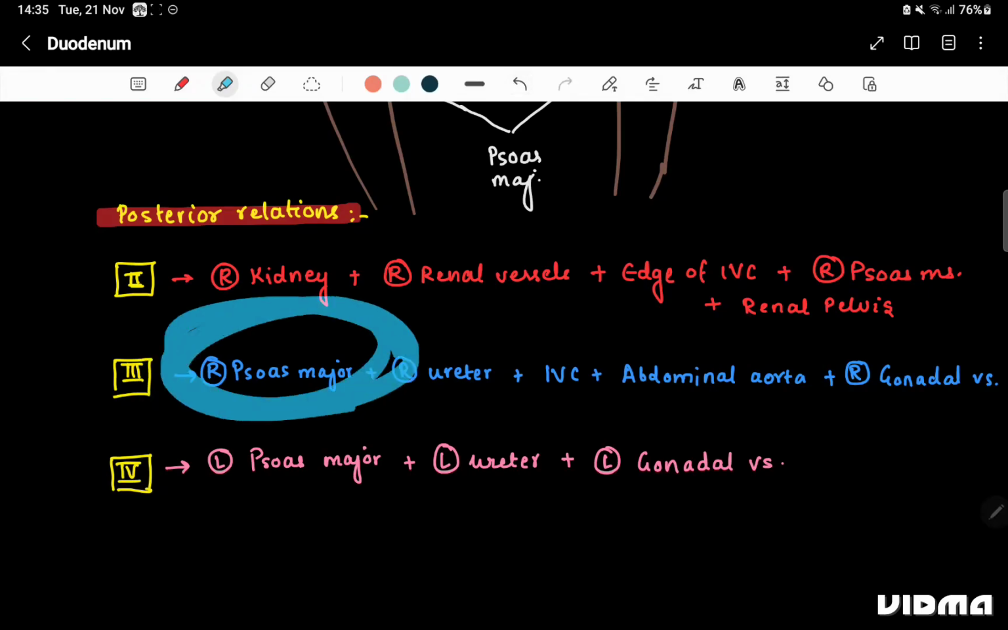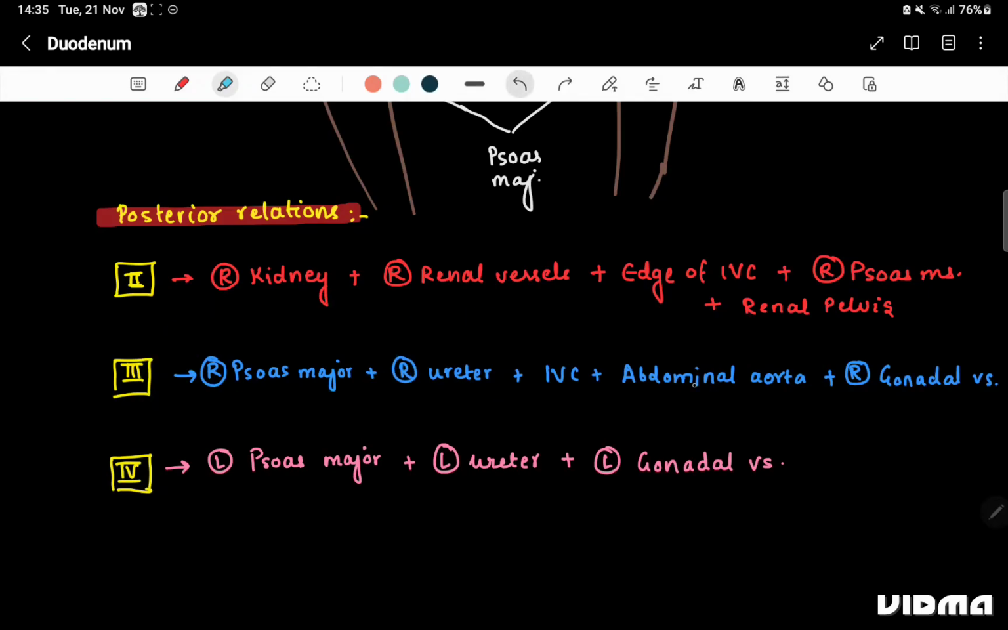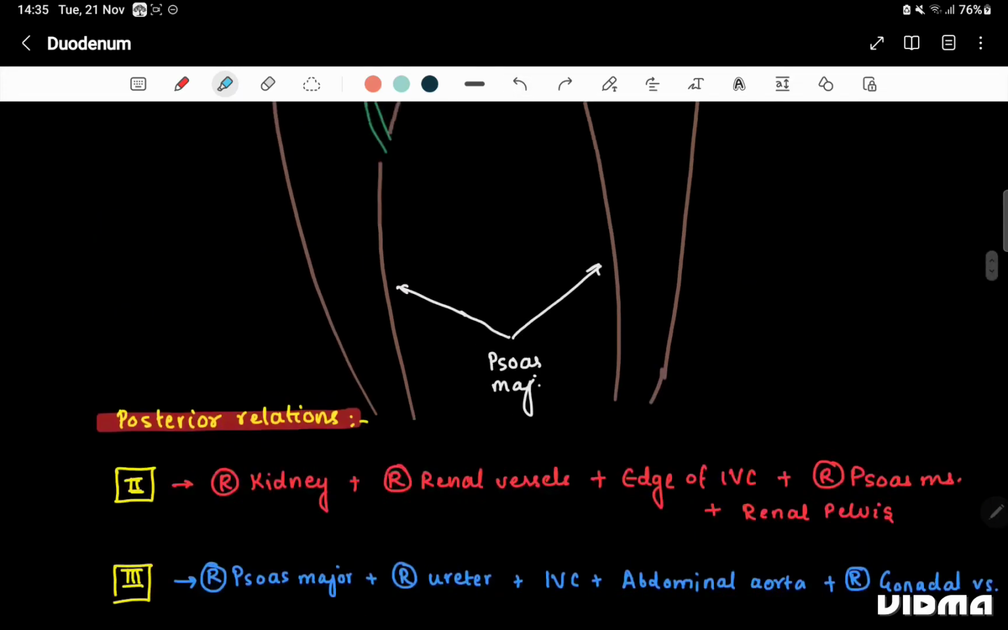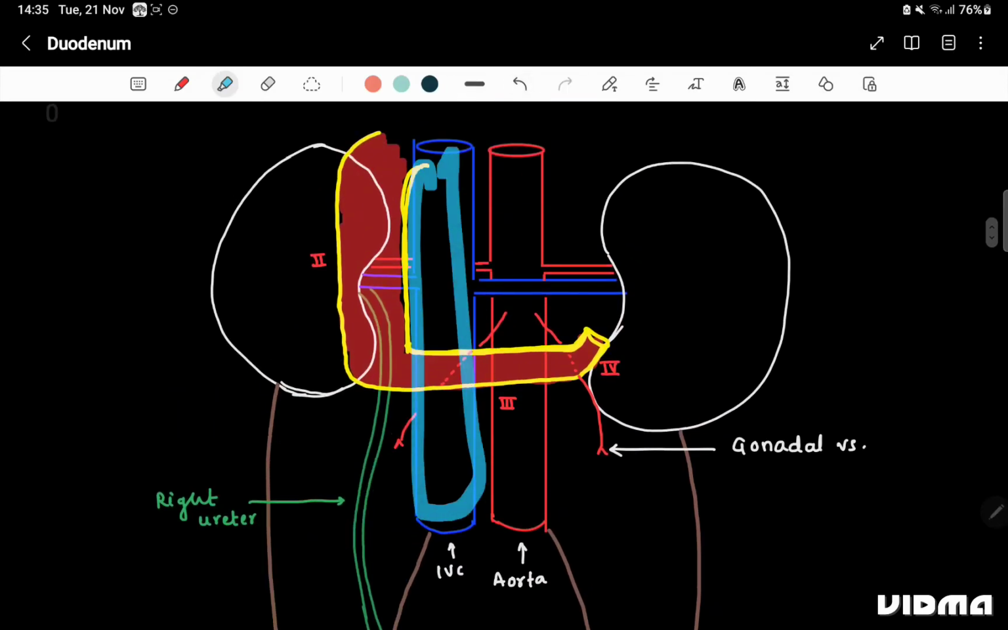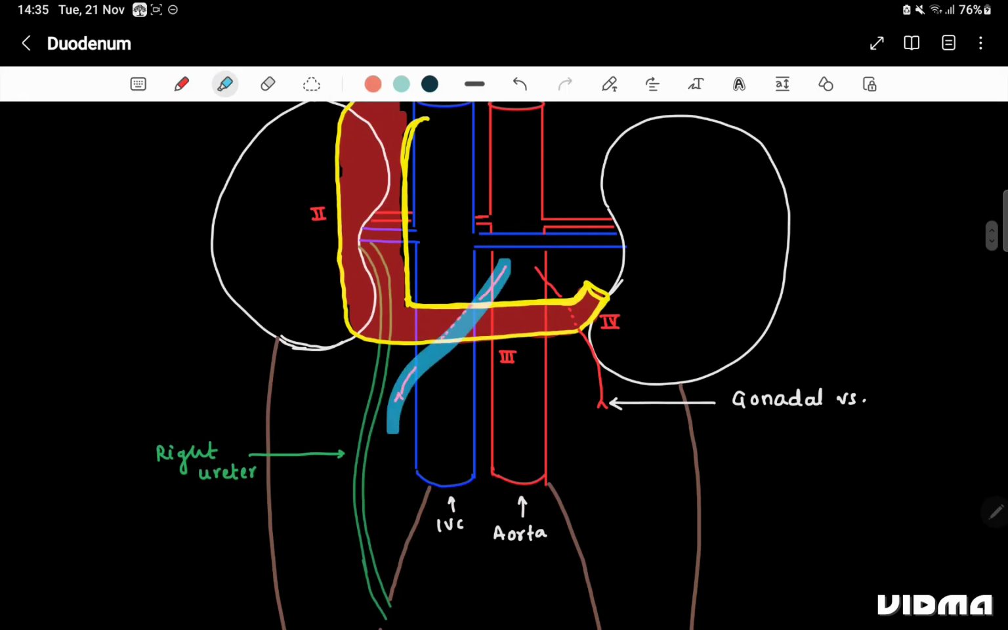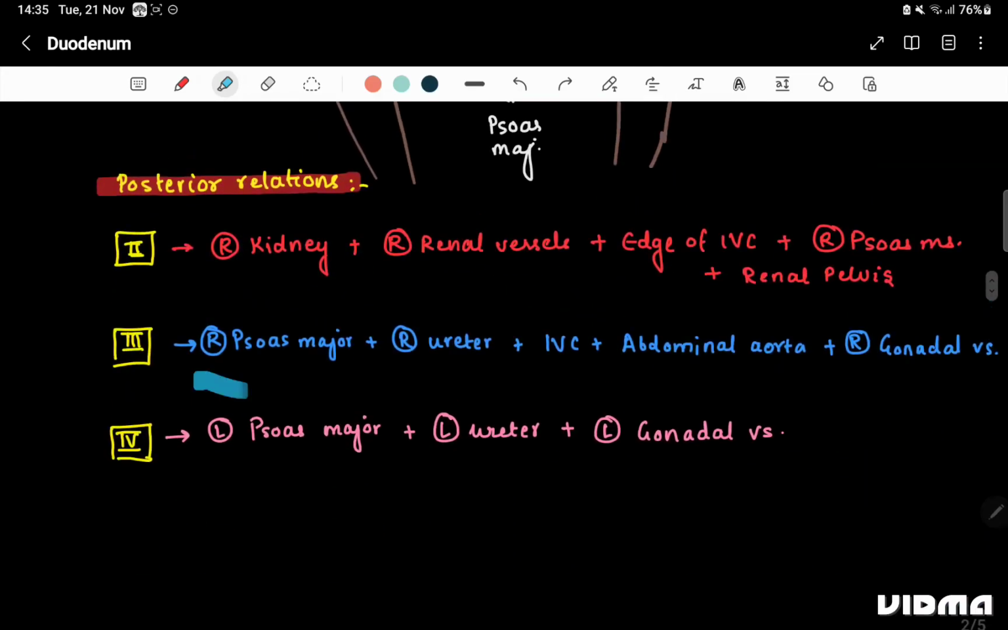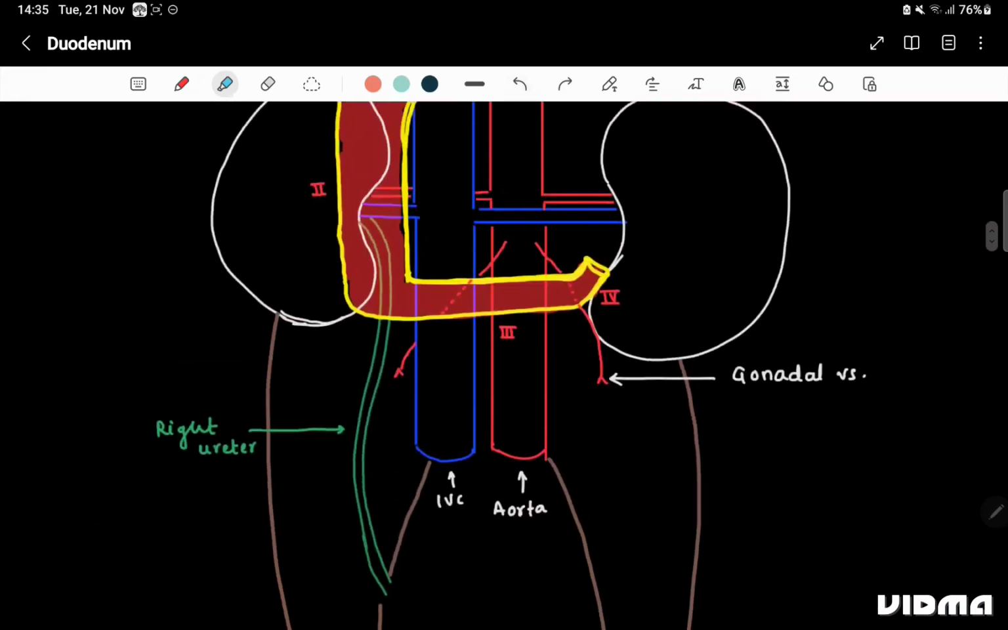Posterior relations are formed by the right psoas major, right ureter, IVC, abdominal aorta, and the right gonadal vessels. So we have the right psoas major, which is forming the posterior relation of this part. We have the IVC, which is forming a posterior relation. We have the right gonadal vessels, which are also forming the posterior relation. And again we have the right psoas major.